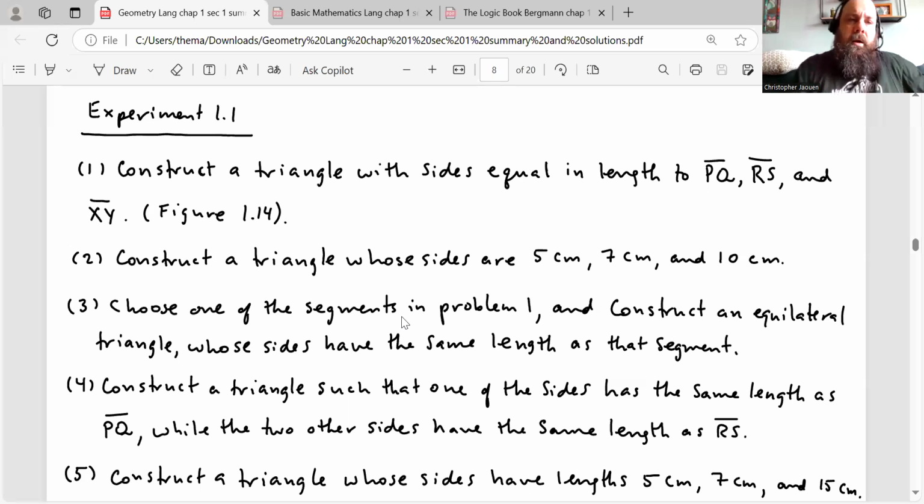All right. Then for question two, it says construct a triangle whose sides are 5 centimeters, 7 centimeters, and 10 centimeters. So here we're actually using specific lengths. To do this problem, I'm going to go to the graphing calculator, because then we have units defined on the axes. So let me go back to Desmos and we'll do that one.